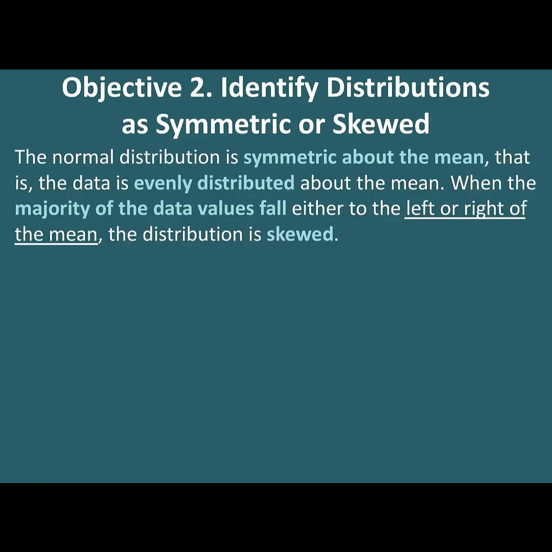The normal distribution is symmetric about the mean. That is, the data is evenly distributed about the mean. When the majority of the data values fall either to the left or the right of the mean, the distribution is what's known as skewed.